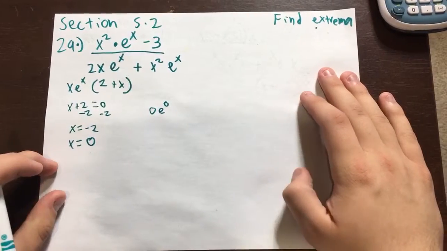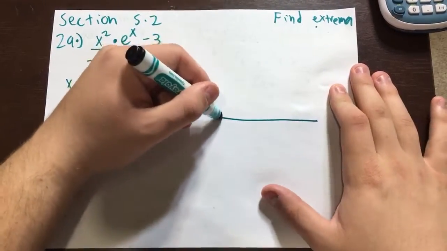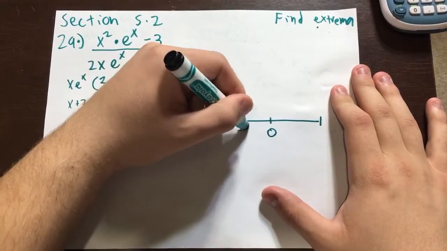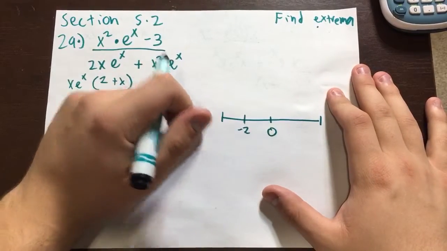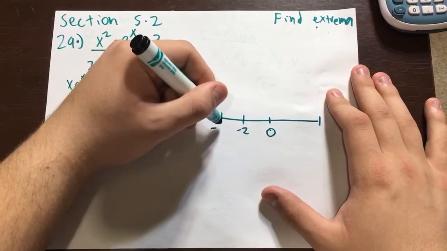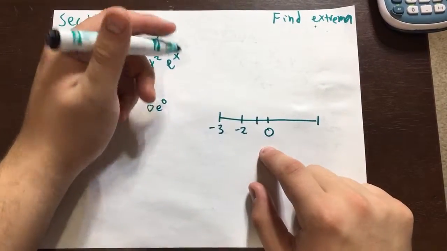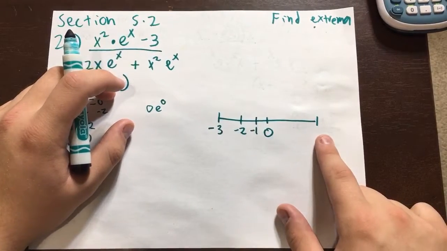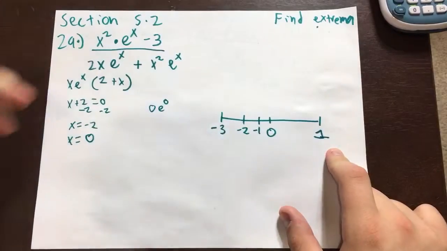Okay, now that we have our two critical values, we can go ahead and make a graph. So we have 0 and negative 2 as our critical numbers. So we need a number on the left side of negative 2, so we can go ahead and say negative 3. We need a number on the right side of negative 2, so we can go ahead and put negative 1. And then we need a number on the right side of 0, which can just be 1.